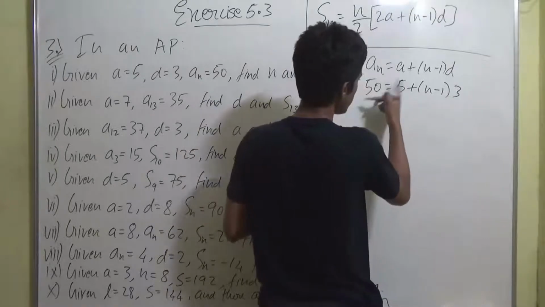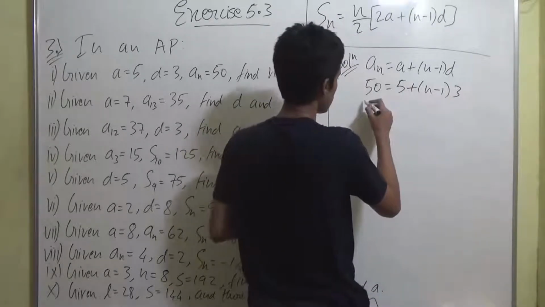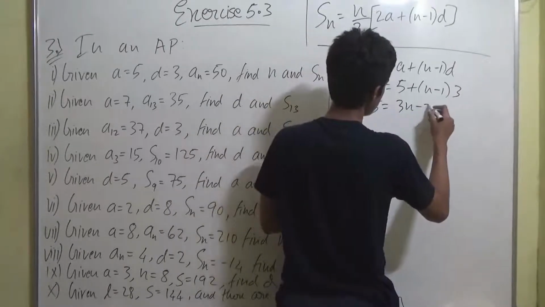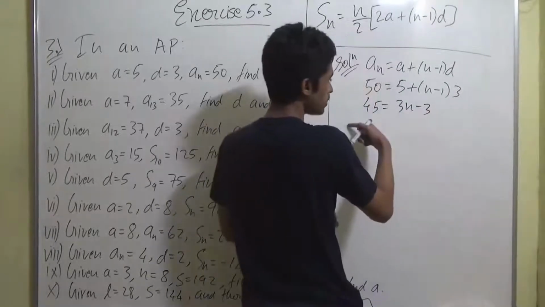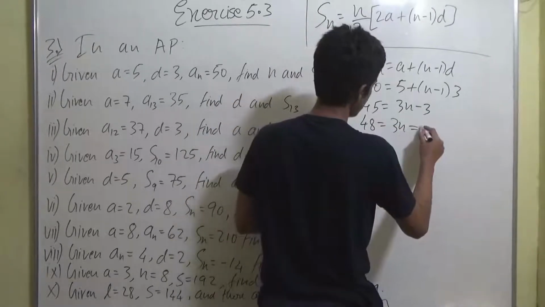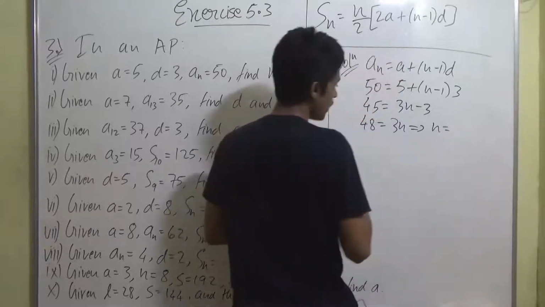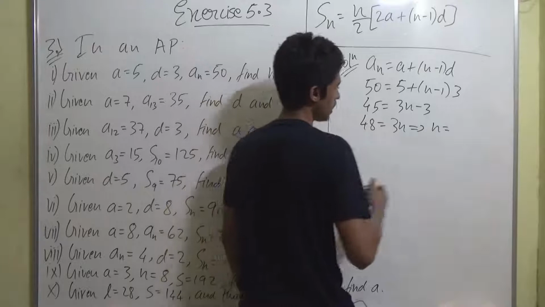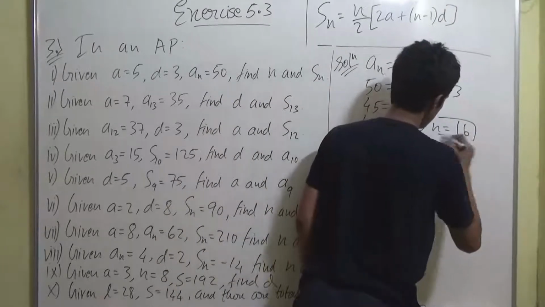So I'll bring 5 to LHS. It's going to become 50 minus 5, that is 45, equal to 3n minus 3. When I bring 3 to LHS, it's going to become plus 3. It will become 48 equal to 3n. Then n will become equal to 48 by 3. It will become equal to 16. n will become equal to 16 guys.